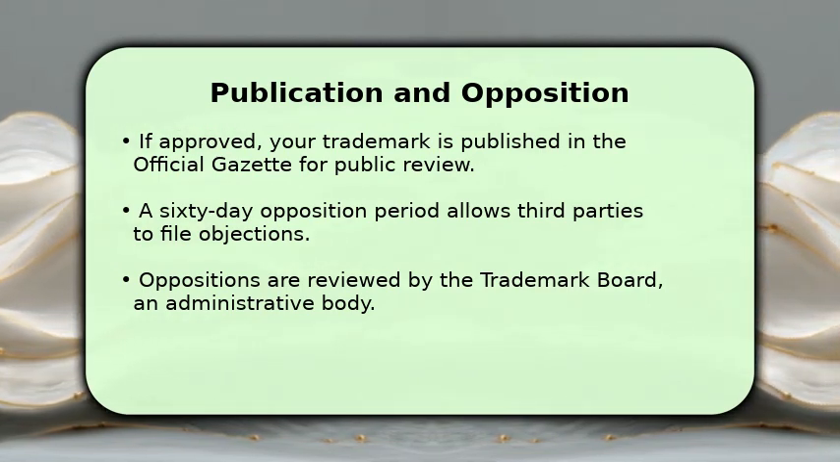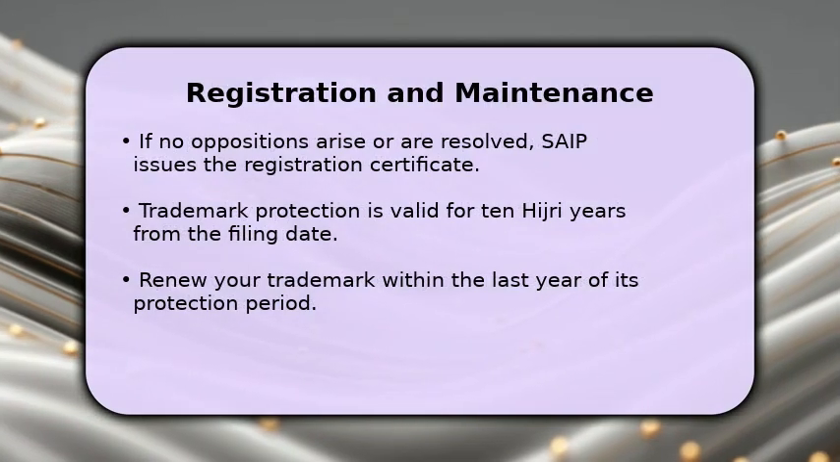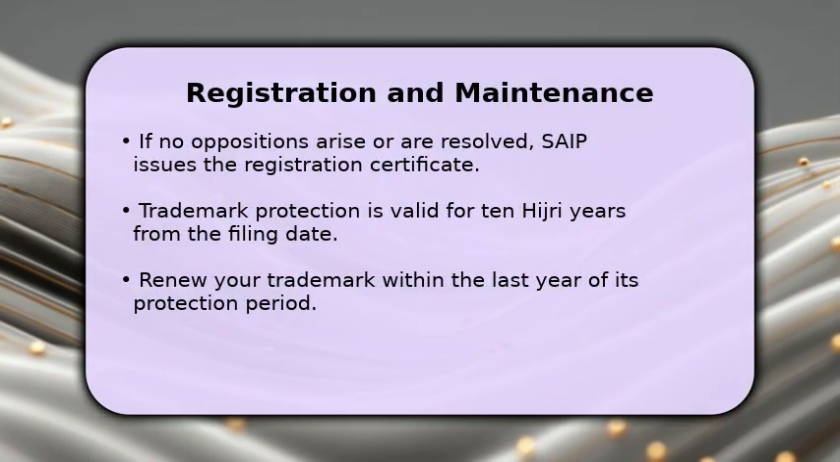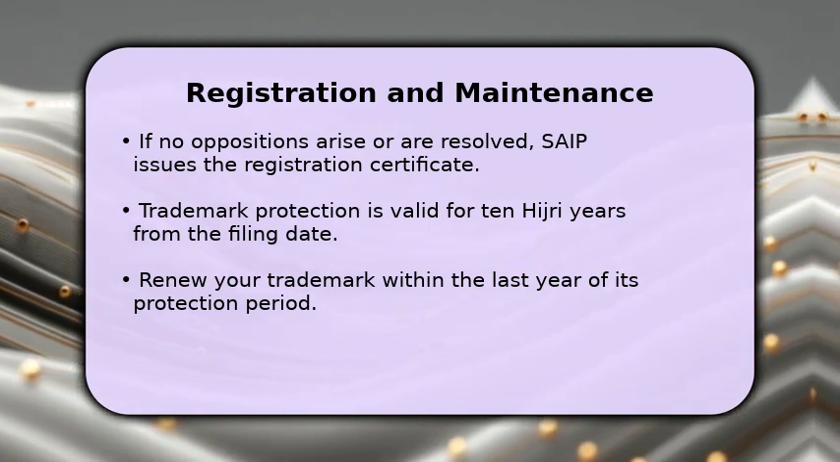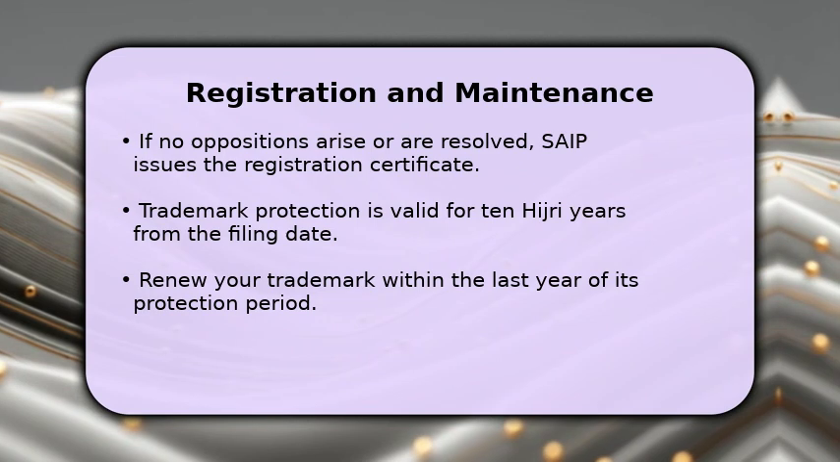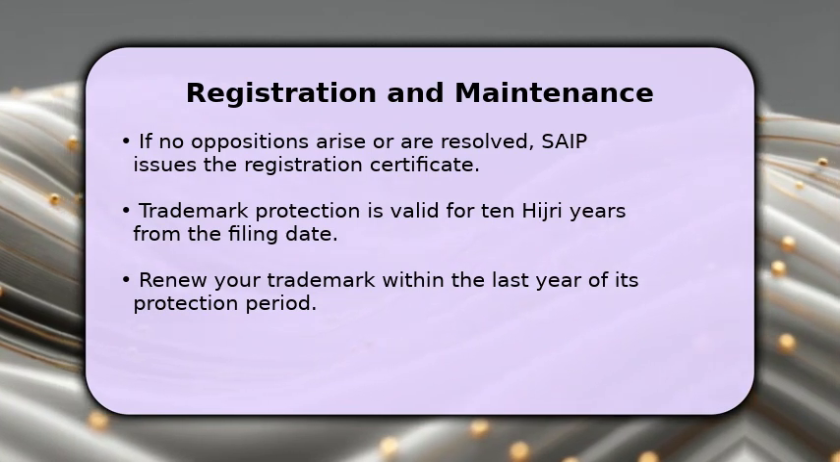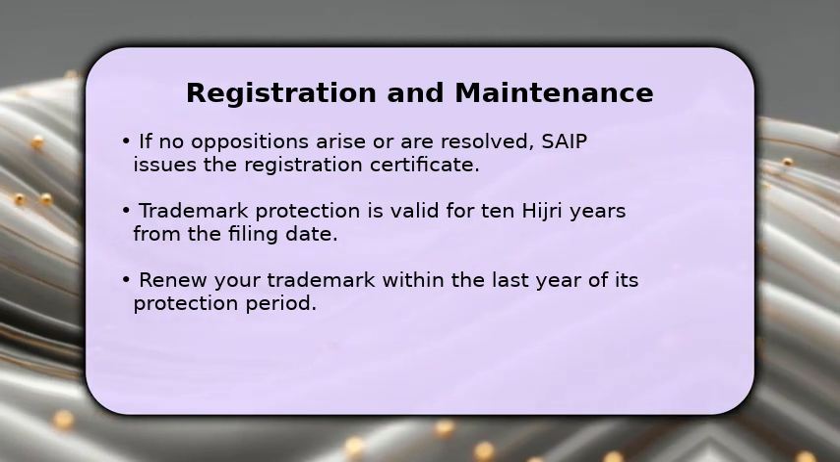your application. Finally, if no oppositions are filed, or if any objections are successfully resolved, SAIP will issue your official trademark registration certificate. This grants you exclusive rights for 10 Hijri years, which is approximately 9 years and 8 months.